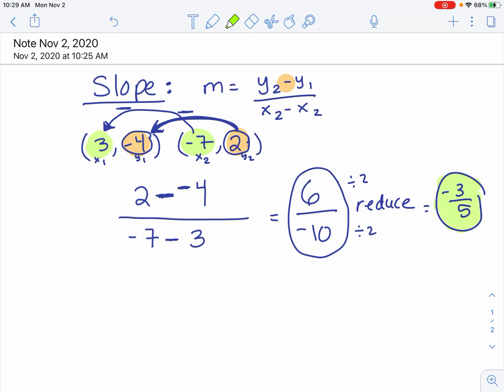That is the slope. So always remember, right to left, minus in the middle, y goes with y, x goes with x. Y's are on top, x is on bottom.